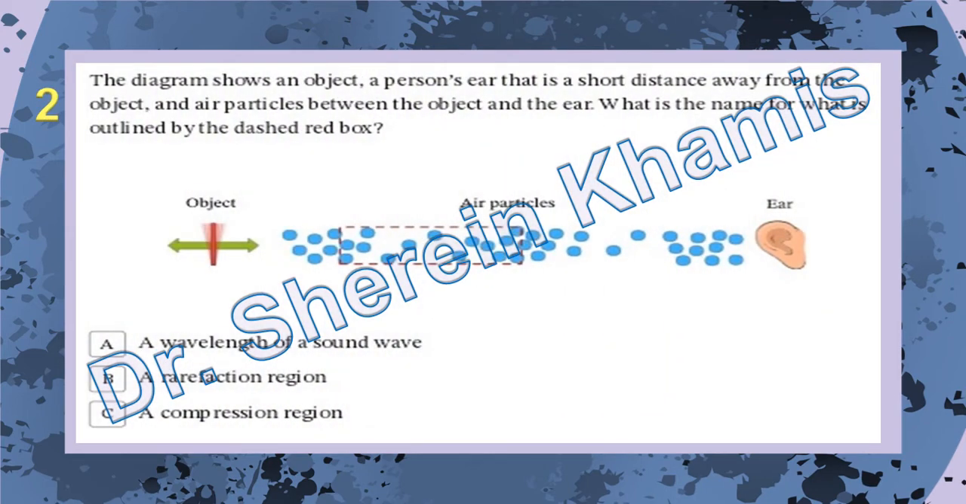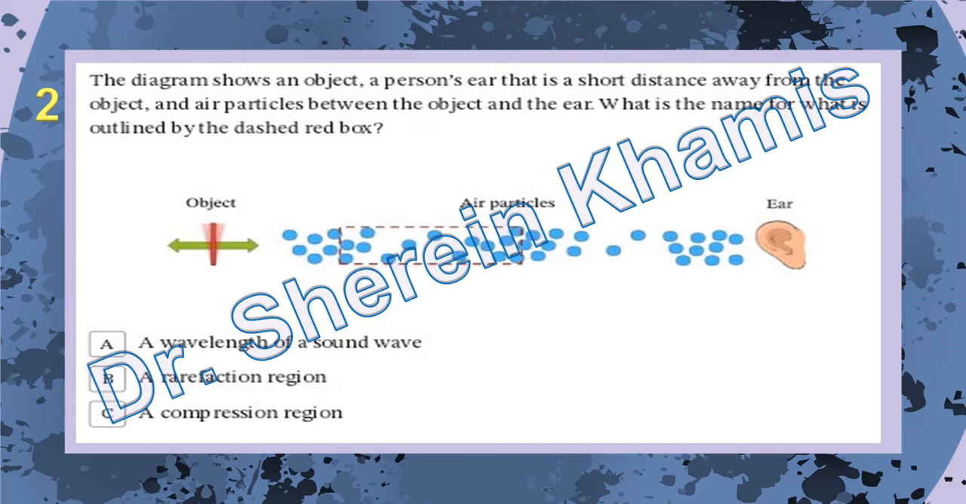Question 2 says that the diagram shows an object and a person's ear a short distance away from the object, and air particles between the object and the ear. What is the name for what is outlined here by the dashed red box?